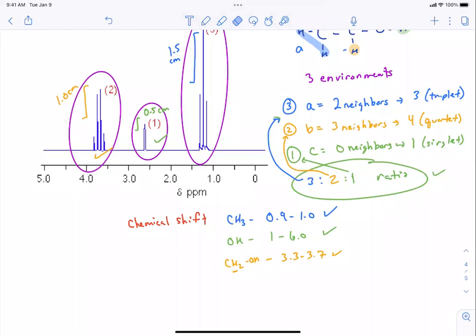So all this stuff, of course, we knew it was going to match up, but this is the stuff you should be thinking about. Number of environments, splitting pattern, shifts, integrated traces. These are the four components of an NMR that you need to consider when you're trying to go, okay, does this structure make sense? Or what is this NMR telling me about the structure?